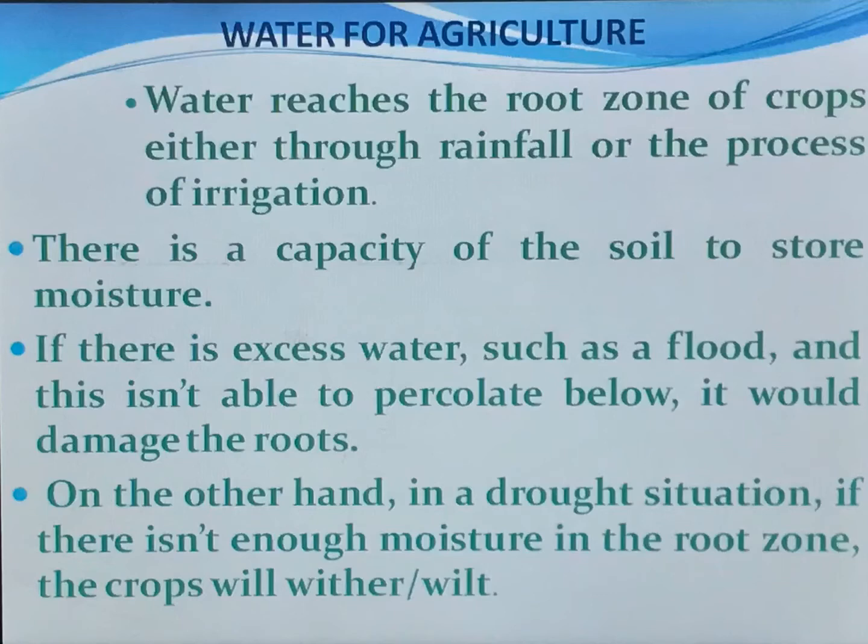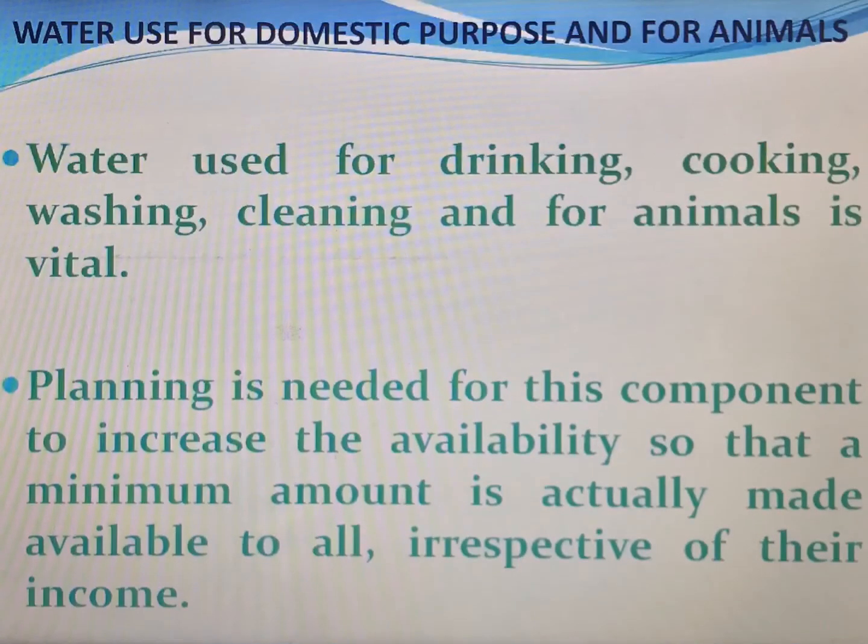Okay, and let's see the other use of the water. Now, water used for domestic purposes and for animals also. So not only for agriculture, but for domestic purposes and also for the animals. Water used for drinking, cooking, washing, cleaning and for animals is vital. We use water, and animals also, for all these domestic purposes. So we drink the water, we use water in cooking, washing, cleaning, and animals also use water.